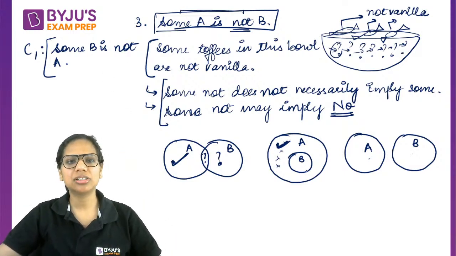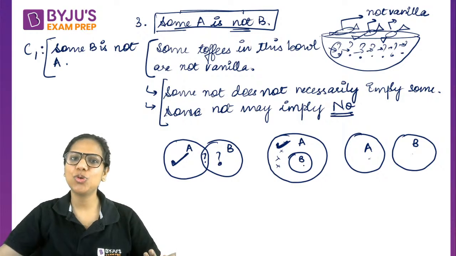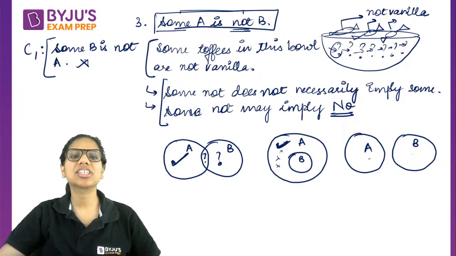But can you say that here, that some B is not A? Here all of B is A, all B is A. Can you say that some B is not A? You can't, right? So no, I cannot say some B is not A.